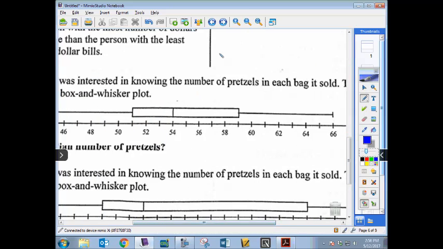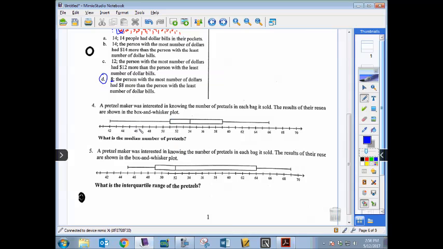Here we have a box and whisker plot, or a box plot. It's just asking what is the median number of the pretzels? Well, you know that the median is just part of the 5-number summary. This is the 1st of the 5, this is the 2nd, the 3rd, the 4th, and the 5th of the 5-number summary. That's all it shows you. If you know your 5-number summary, there's no reason you could have possibly missed this.